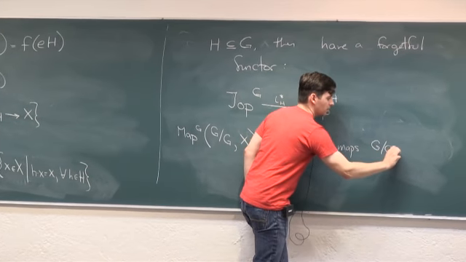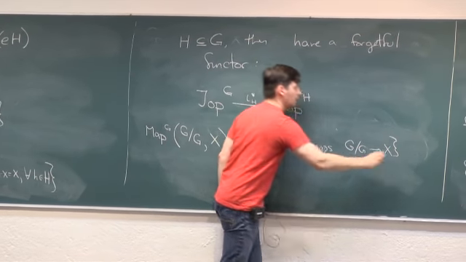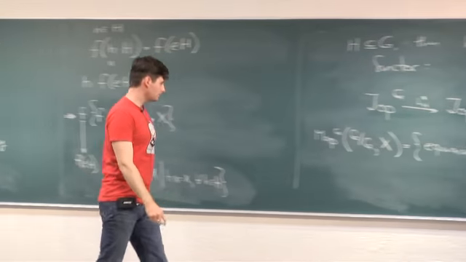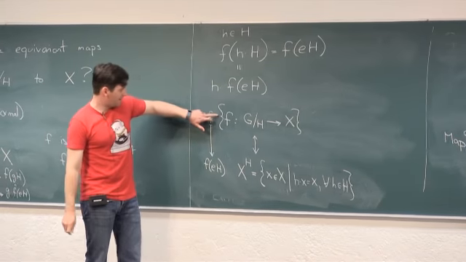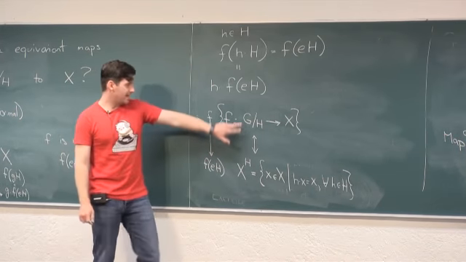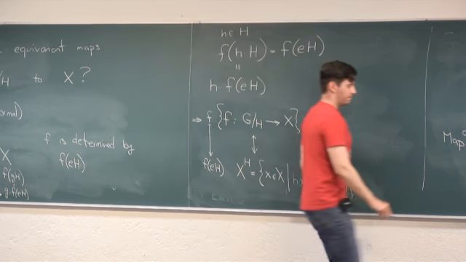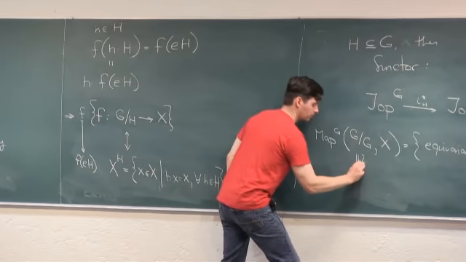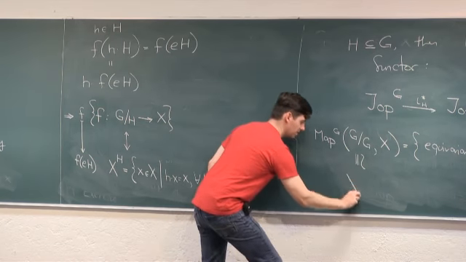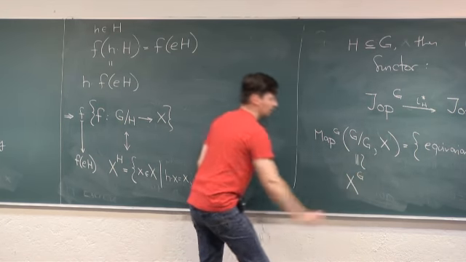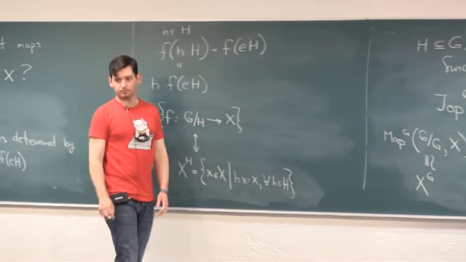From G mod G into X. And so what I see is that an equivariant map, by just plugging in H is G, is the same as the G fixed points of X.